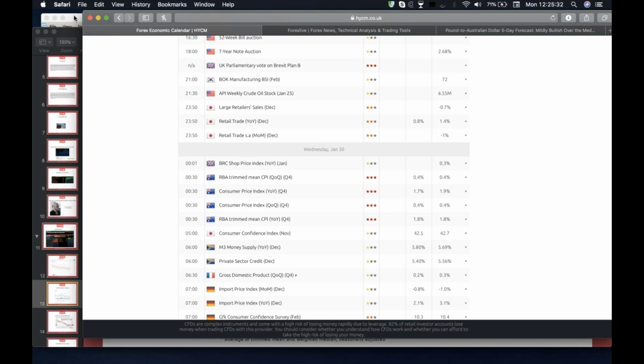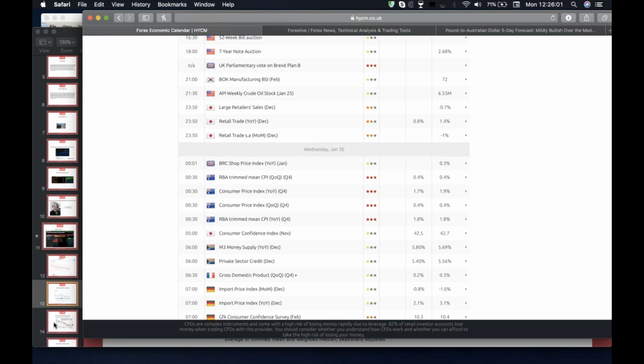Now, one of the key relationships to remember here is that Australia's economy is very closely linked with China's economy. So if China's struggling, then Australia's going to be struggling. There's a strong correlation between the two economies. 30% of Australia's GDP is linked to its trade with China. So if things are going badly with China, things are going to go badly with Australia.